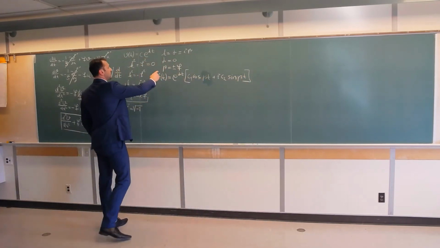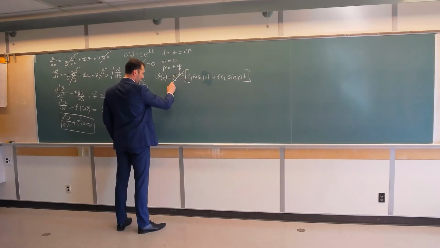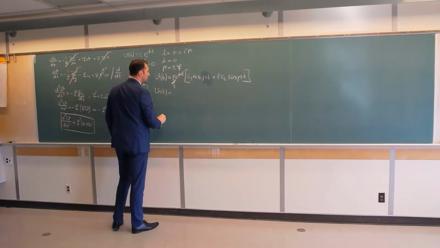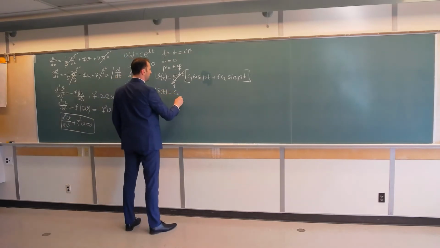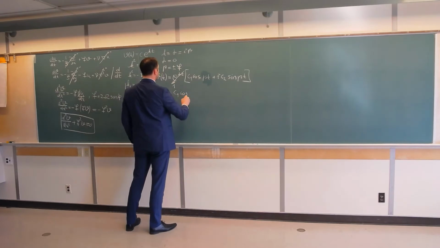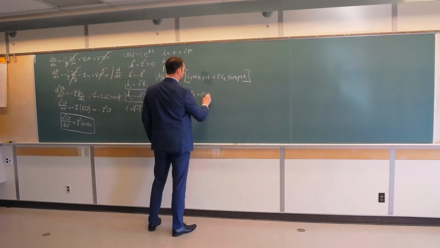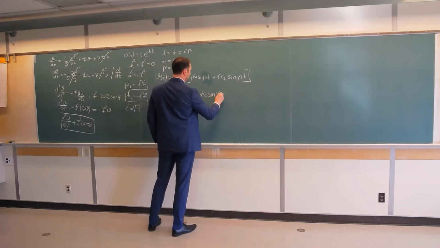And notice that our beta is f and our alpha is 0. Because alpha is 0, this term is 1. And we get that the solution v of t is equal to c1 cosine ft plus i c2 sine ft.